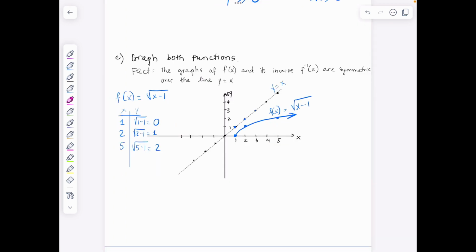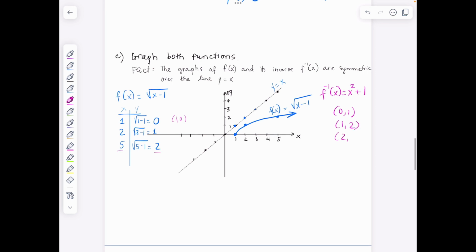Now we're going to graph the inverse function. So f negative 1 of x is x squared plus 1. You could create a separate table, or you can also just reverse these ordered pairs. So the first ordered pair is 1, 0. So then the ordered pair over here will be 0, 1. Second one is 2, 1. So this will be 1, 2. Third one is 5, 2. So this will be 2, 5. So we can plot those points, 0, 1, 1, 2, and 2, 5. So that will be here.